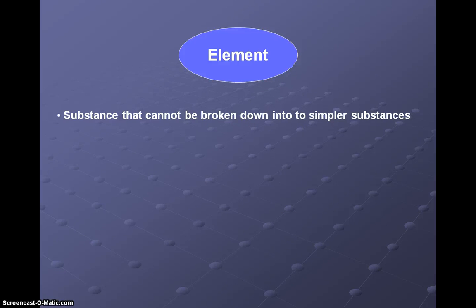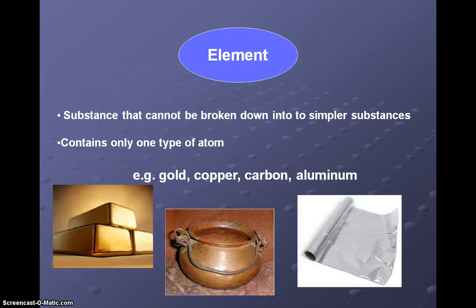An element is something that cannot be broken down into a simpler substance. It only contains one specific type of atom. Examples of that are a brick of gold, or a copper pot, or when we did our nitric acid penny demo, we used a penny that was pre-1982 because it was all copper atoms. Or aluminum foil, a sheet of aluminum. These are pure elements that are only made up of one type of atom.